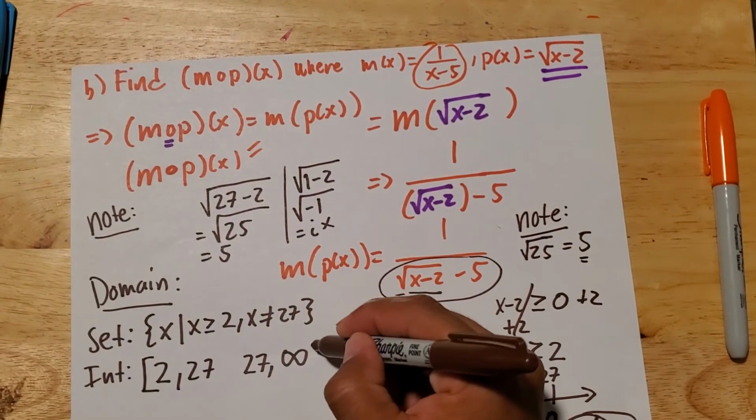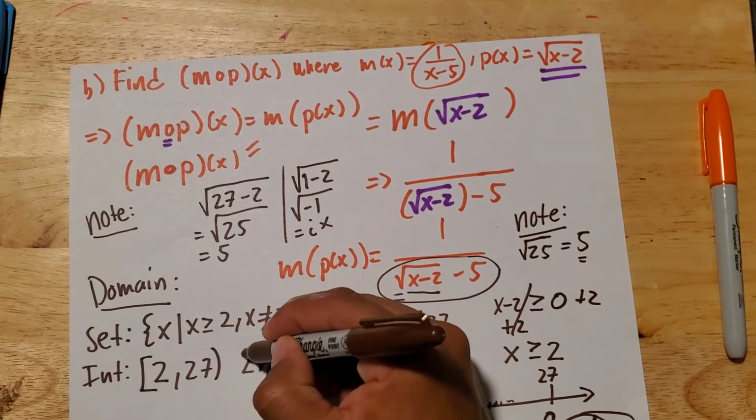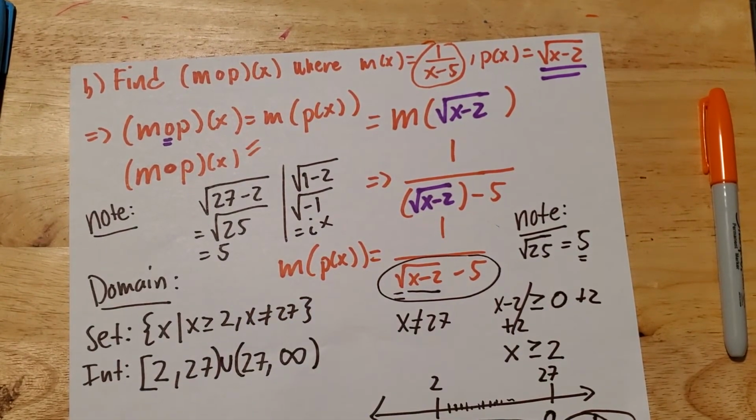But it's parentheses, always parentheses around infinity. But I know I cannot use 27, so it's not included. So I use parentheses around 27 and then have to incorporate the union.